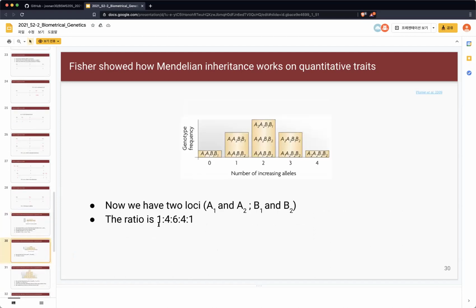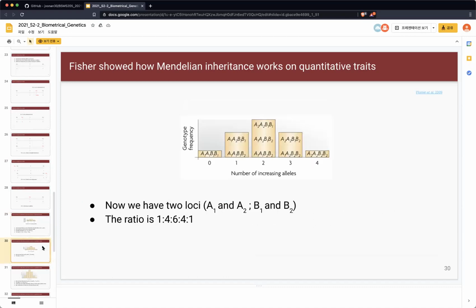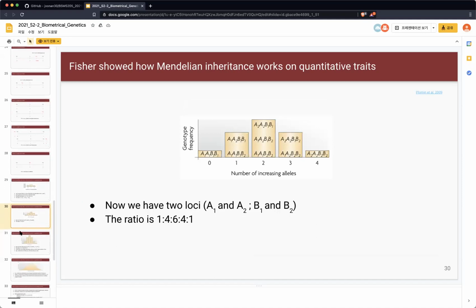And let's assume that you have 2 loci this time. You have A1, A2, one set of alleles, and the second set of alleles is B1, B2. And those are independent loci, right? One is the first locus and the second is the second locus. In that case, again, we don't know the dominance, and it is also following the Mendelian rules. In that case, we have the ratio 1:4:6:4:1, right? This is again quite obvious.